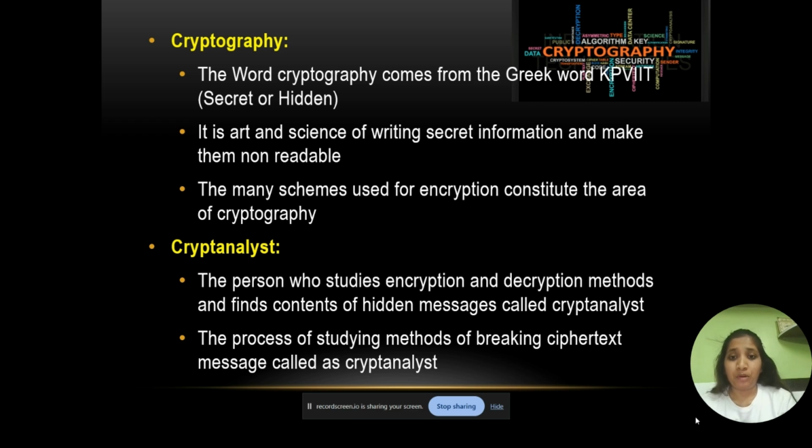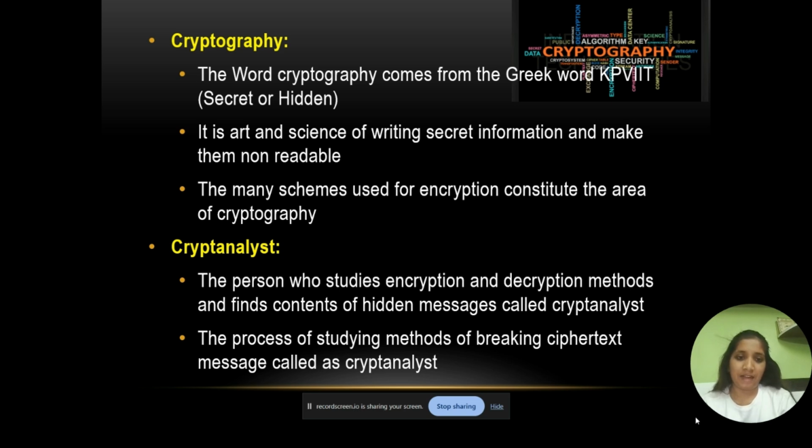The word cryptography comes from the Greek word cryptos. The meaning of it is secret or hidden. It is both an art and science used to encode messages, making them unreadable to unauthorized individuals. Cryptography involves various encryption techniques that ensure safety and privacy. So let us see a real life example. When you send a WhatsApp message, it is encrypted so that only the intended recipient can read it.